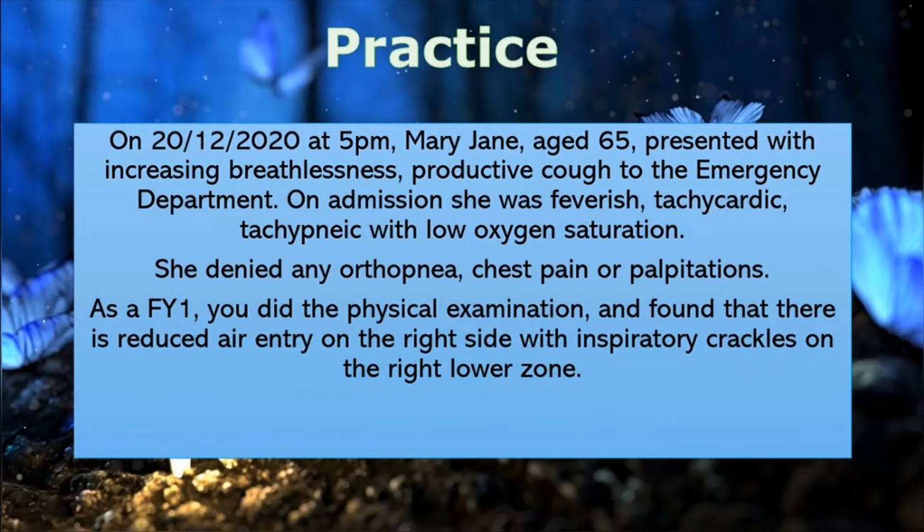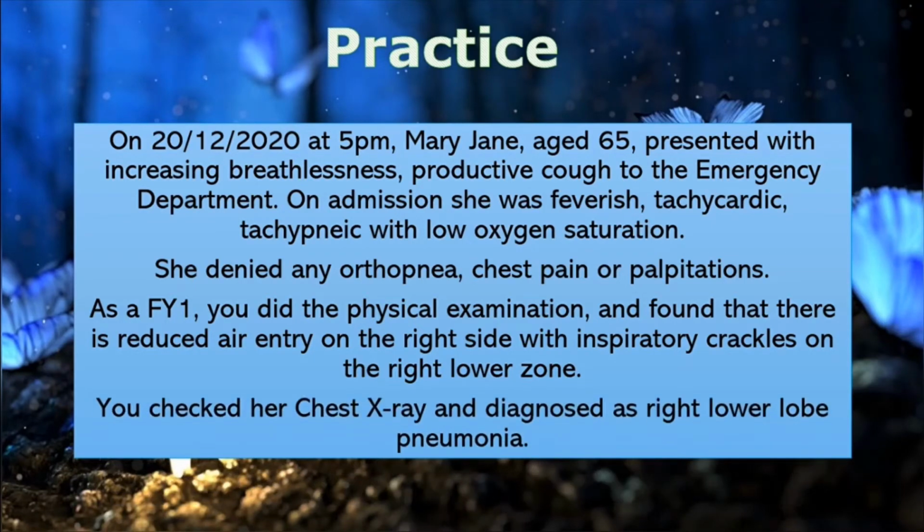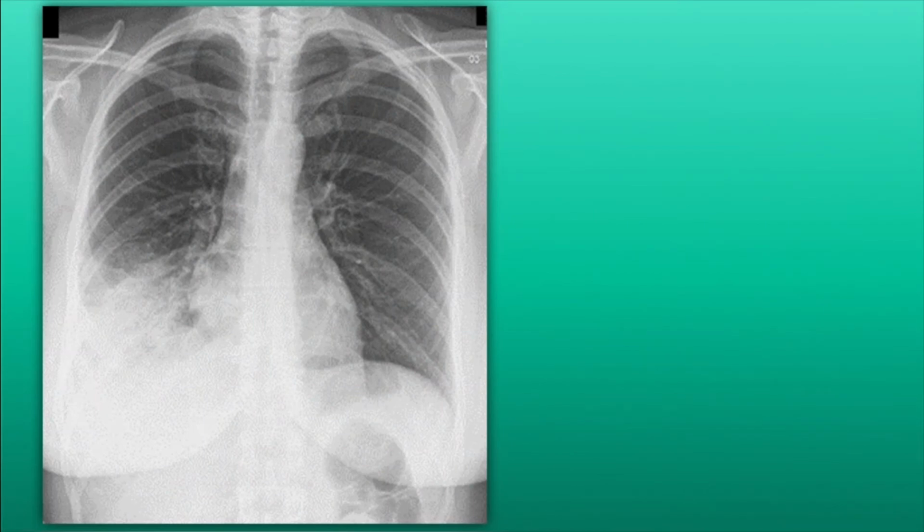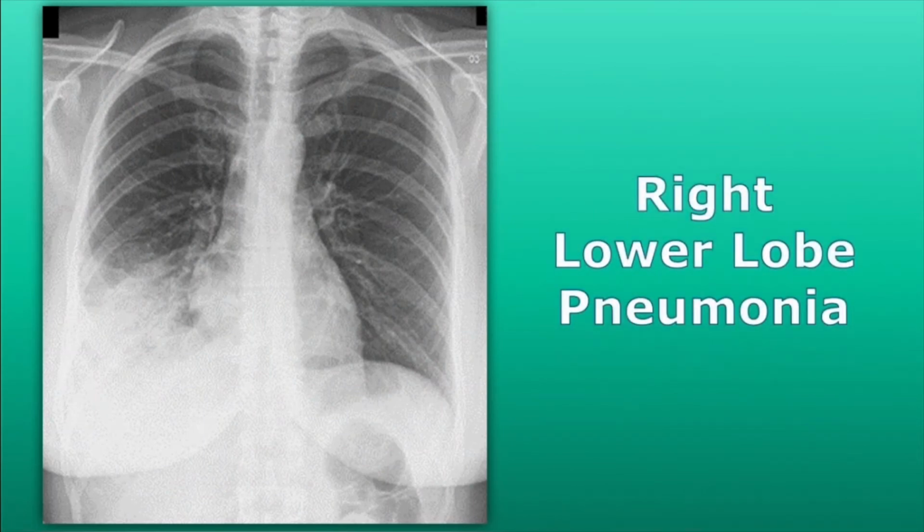As a Foundation A1 doctor, you did the physical examination and found that there is reduced air entry on the right side with inspiratory crackles on the right lower zone. You checked the chest X-ray and diagnosed right lower lobe pneumonia. This is a chest X-ray and it's a right-sided lower lobe pneumonia.